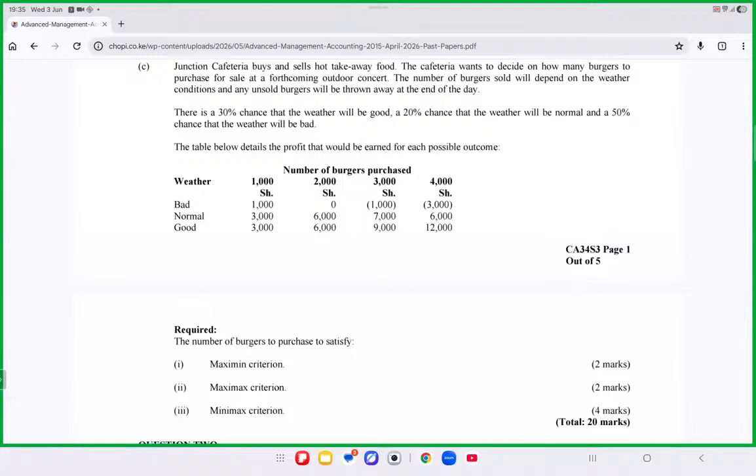We shall overcome. 4,000 burgers already. I hope you'll not teach me how to write a burger, right? That one I know for sure. But sandwiches, I've learned that one. Wamecomplicate sana, si ndio? Hakuna ini same question na hiyo ingine kabisa.